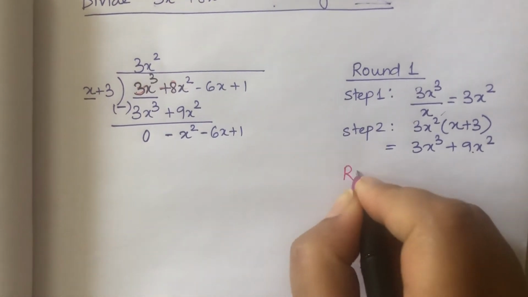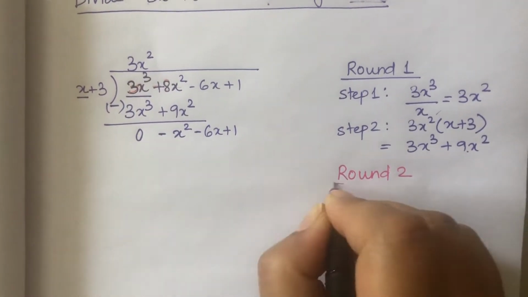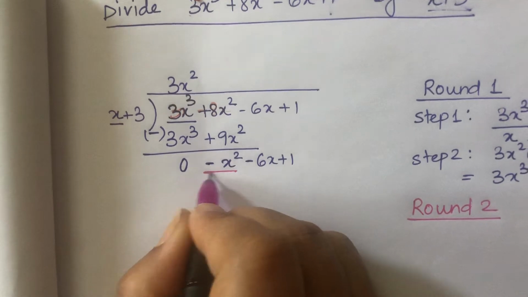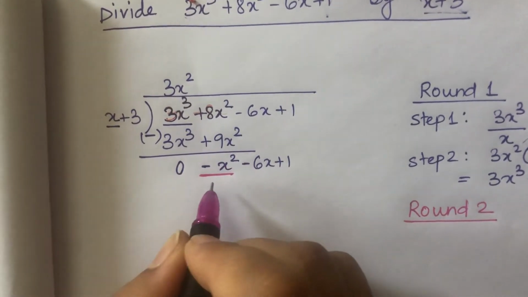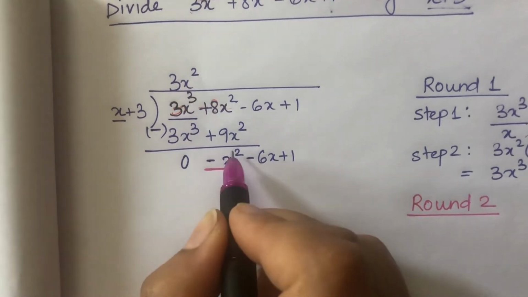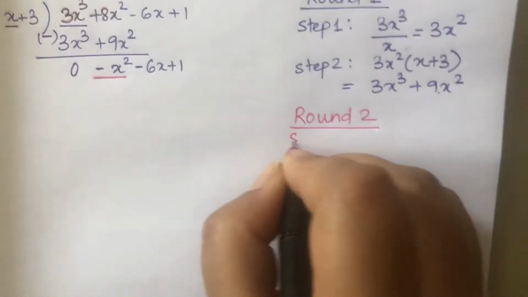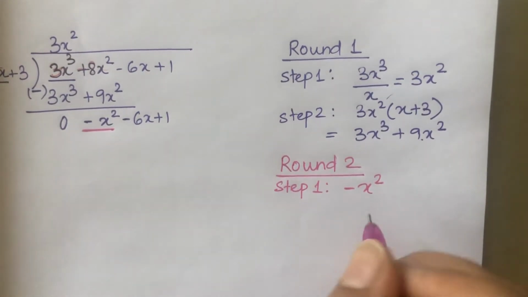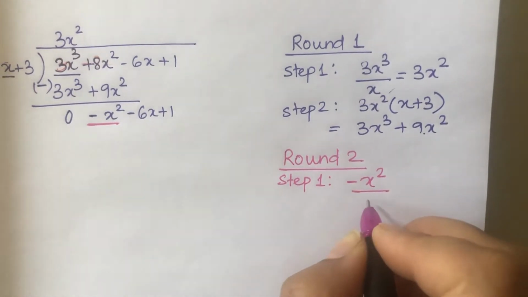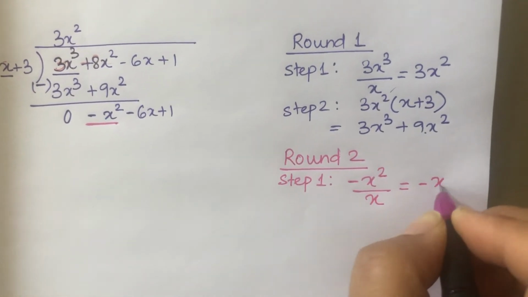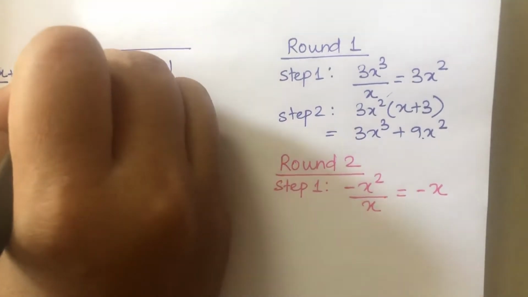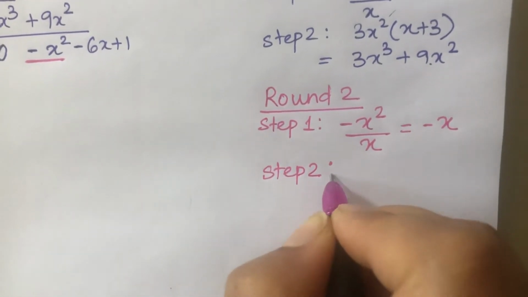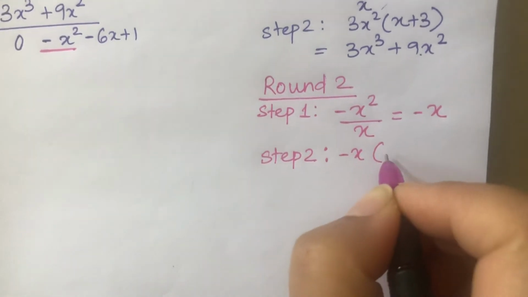Now let's move on to round 2. For round 2, I do the exact same 2 steps. Now this becomes our dividend, right? So the first term of this is divided by the first term of the divisor. So step 1, it's the first term of the remainder divided by the first term of the divisor, and this gives me the next quotient. So I write down the next quotient. Now step 2, I multiply the quotient with the divisor.